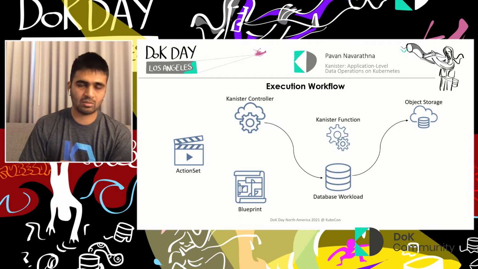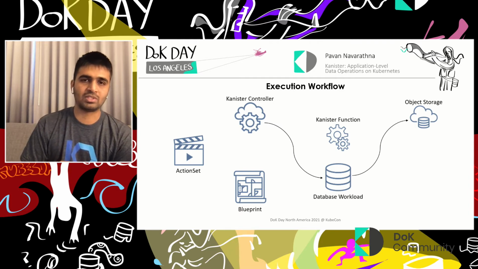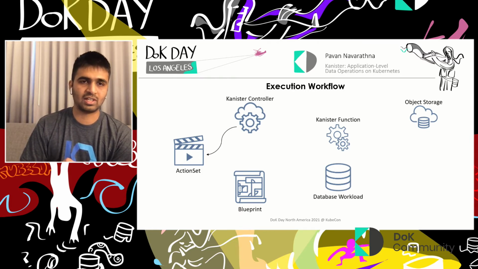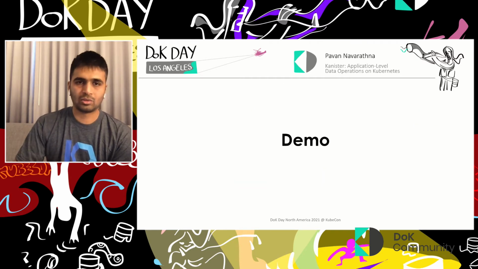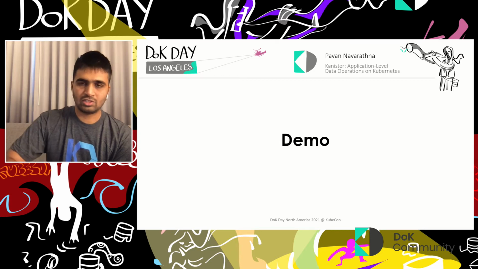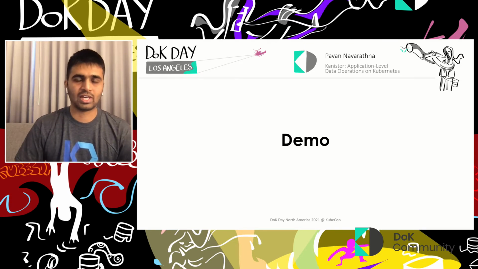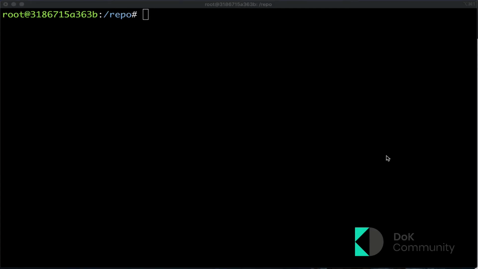And once the backup is complete, it can move the data to an object store, and that is selected by the profile. After all these actions are executed, the controller is going to update the action set and update its status to complete. So now, in theory, we have seen how Kanister behaves. Let's see a live demo to see how we can use Kanister to back up a MongoDB replica set.